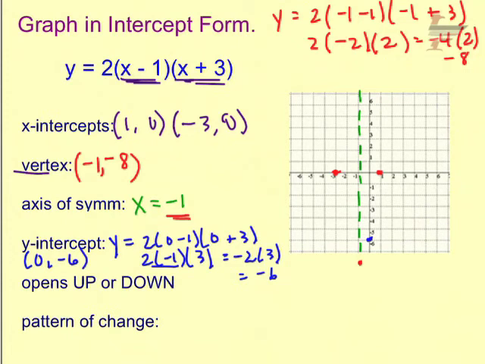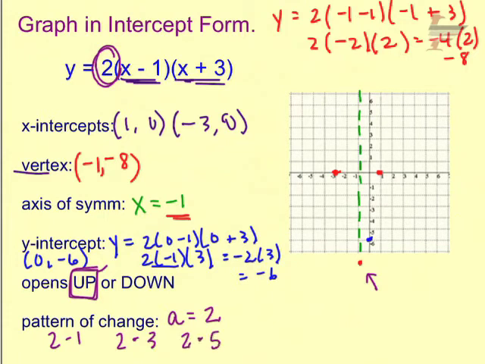Are we opening up or down? We look at our a value. Because it's positive, I know that we're going to open up, and let's make sure that makes sense with our graph. Our vertex is down here, and the entire graph is above it, so we're opening up. Everything is matching up so far. Then for our pattern of change, we take our a value, which is +2, and multiply it by 1, 3, and 5. So 2 times 1, 2 times 3, and 2 times 5, and we get a pattern of 2, 6, and 10.